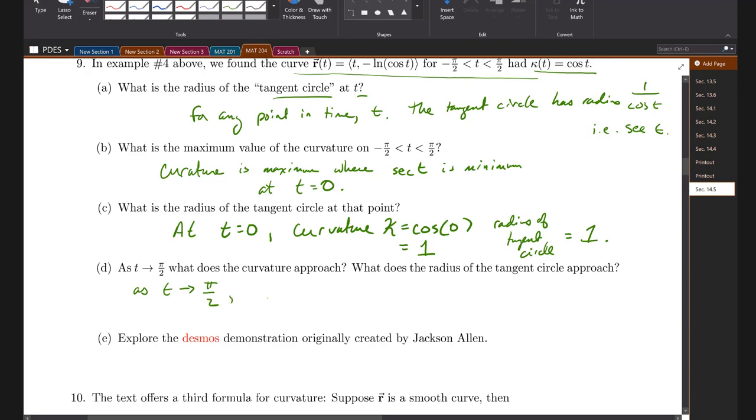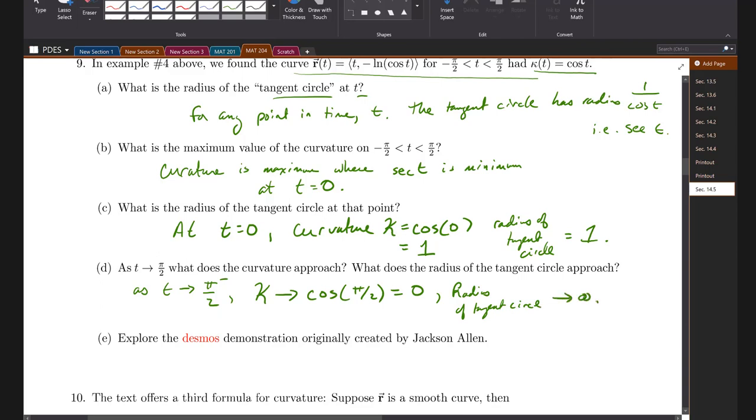As t approaches pi over 2, and let's go ahead and approach from the correct direction. It's the only direction that works in this interval, but let's approach it from the left. As t approaches pi over 2 from the left, the curvature is going to approach the cosine of pi over 2, which is what, Dustin? 0. Which is 0, but what does that mean that the radius is approaching? The radius of the tangent circle is approaching infinity.